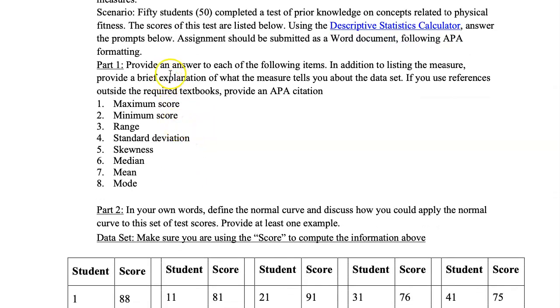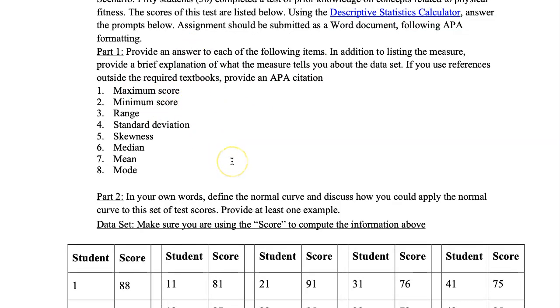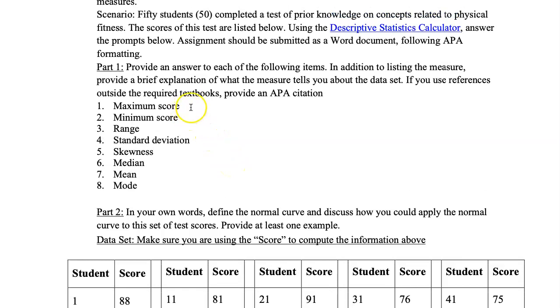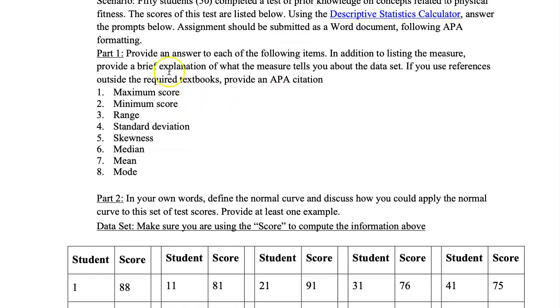You're going to provide the answer to each of the following items below, listing what the score is, what's the maximum score of all these 50 students, and a brief explanation of what that data tells you. If you use references outside of the textbook, cite that reference using APA. So you have 8 different points of data. These are descriptive statistics that you're going to tell us the numbers that you get and what they mean.